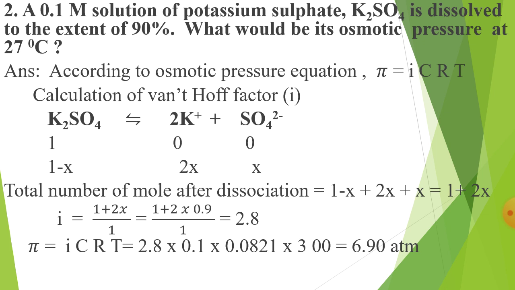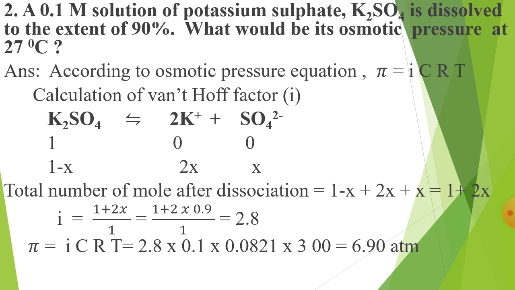On putting the value of i, i equals the total number of particles after dissociation divided by the total number of particles before dissociation. So this is 1 plus 2x divided by 1. Now putting the value of x, we get the answer 2.8. Now putting the value of i in the formula pi equals i C R T, we get the answer like this. Here the value of R should be either in atm or in bar.